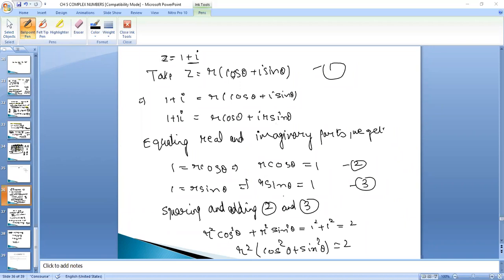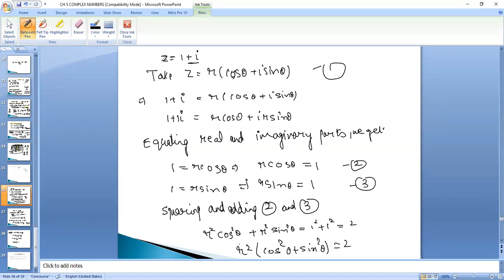In each and every question, after that the step will be squaring and adding to get the value of R. So we are squaring and adding number 2 and number 3. R square cos square theta plus R square sin square theta is equal to 1 square plus 1 square. 1 square is 1, 1 square is 1, so 1 plus 1, 2.